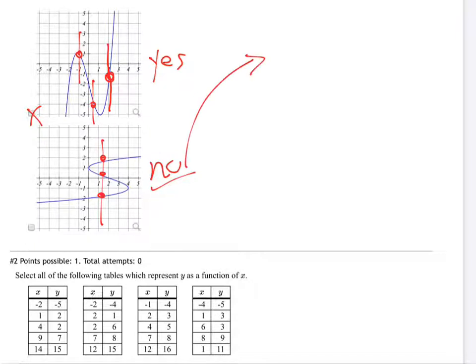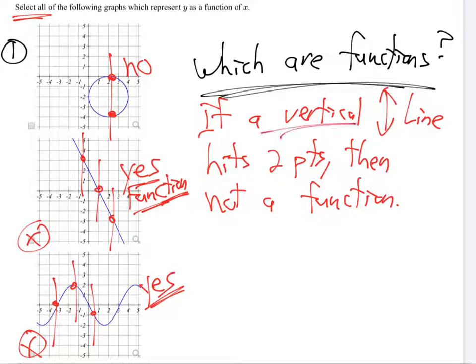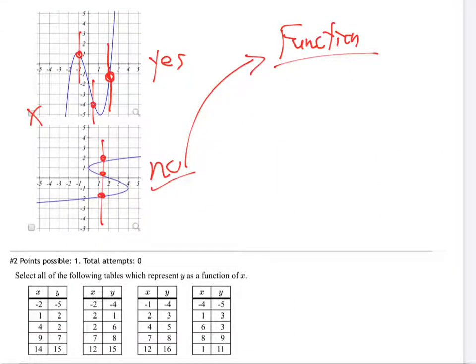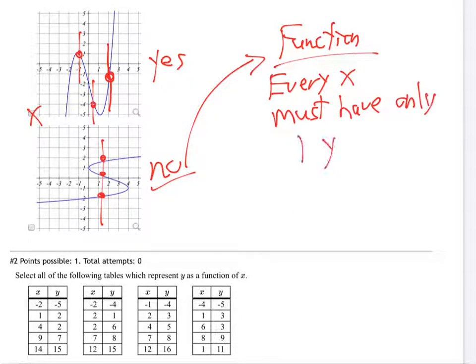Well, let me give you the more formal definition now to make sense out of that little test we just did. That test we just did is called the vertical line test. If a vertical line hits 2 or more points, then it's not a function. So why? What's a function? Every x must have only one y value. That's what a function is. You want every x to connect to only one y value. You don't want an x going to 2 y values. That's not a function. That's what we don't want to happen. Every x must go to only one y.